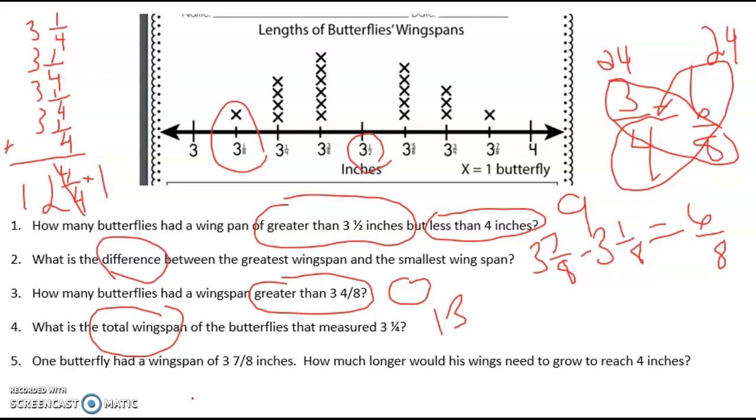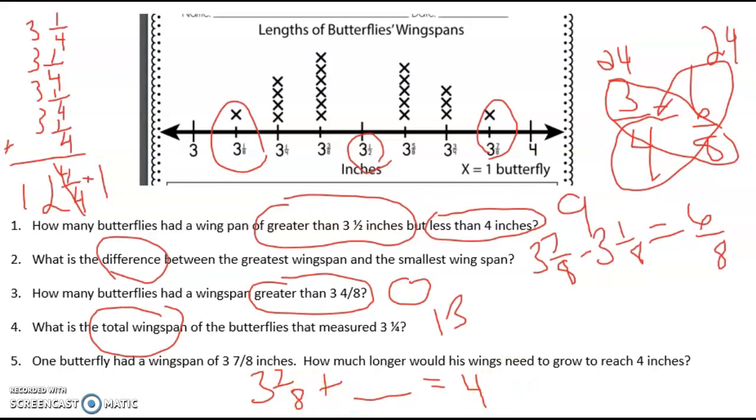All right, last question, and then you've got a different line plot to work on your own. One butterfly has a wingspan of 3 7/8 inches long. That's this butterfly right here. How much longer would his wings need to grow to reach 4 inches? So you have 3 7/8. How much would it need to grow so he could have a wingspan of 4 inches?